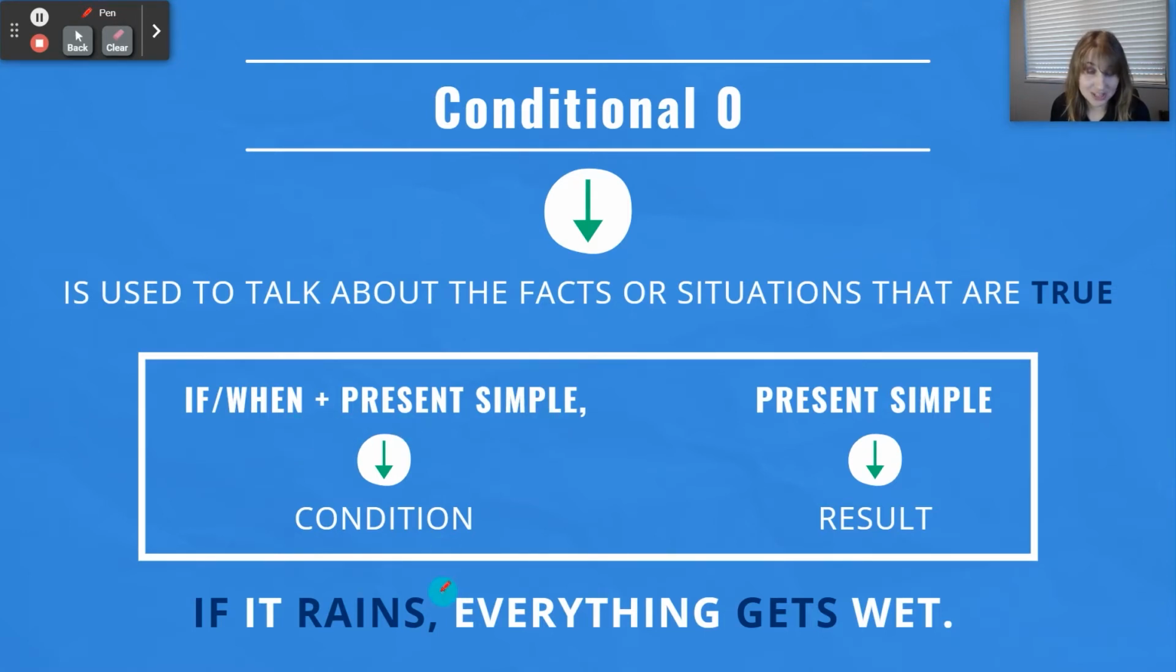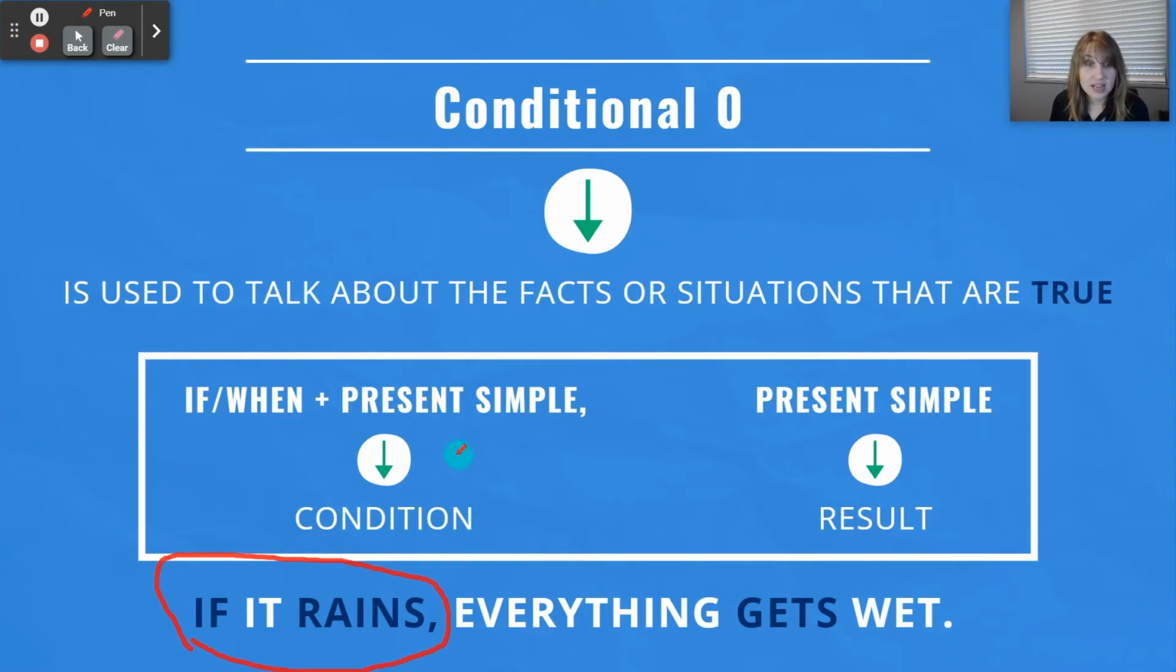And let's look at our sentence and find the condition. The sentence is, if it rains, everything gets wet. So the condition starts with the conjunction if or when. Therefore, our condition here is this part: if it rains, this is the condition. And where is the result? The result follows the condition, and again, it consists of the present simple form. So in the following part, everything gets wet is our result.